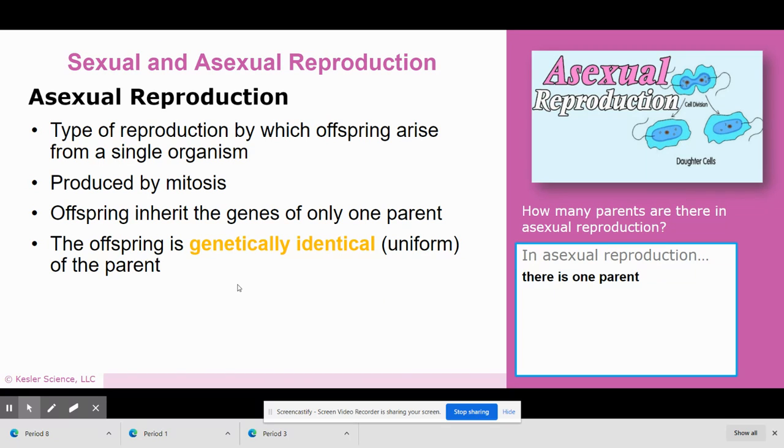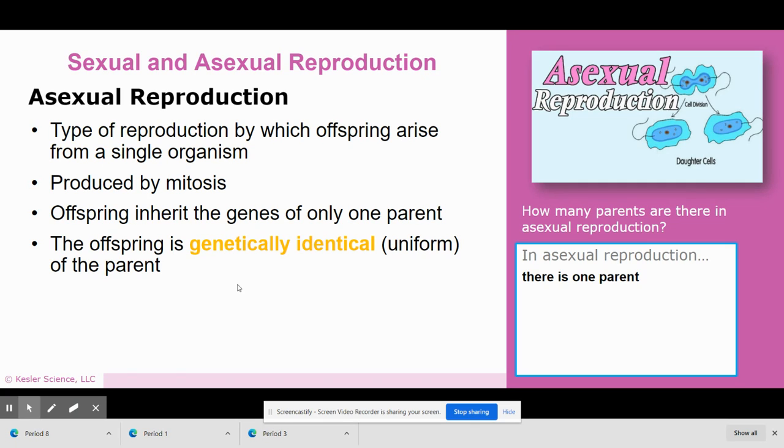Okay, so let's get into asexual reproduction. This is the type of reproduction where you get offspring just from one parent. And it's through the process of mitosis. And if you think about the word mitosis, it has a T in there, so then you're going to get two cells at the end.